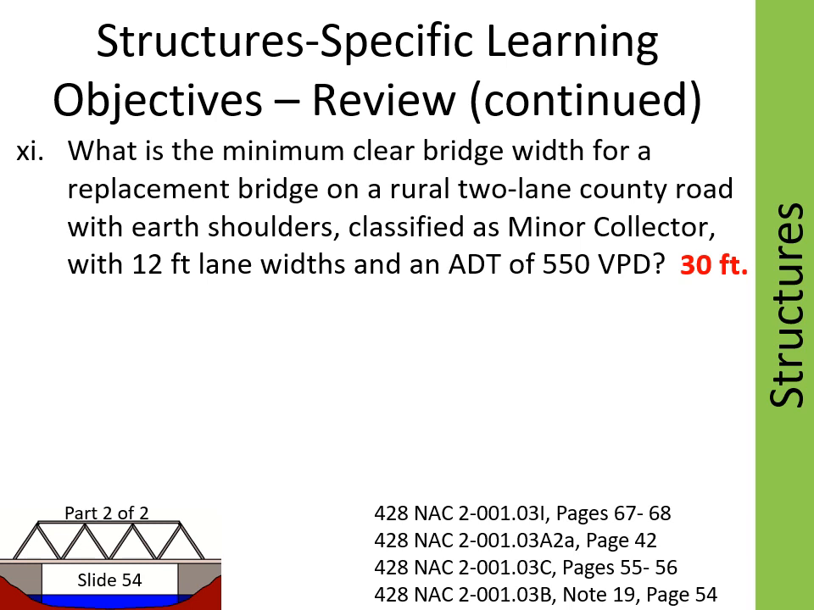The value in the table is 28 feet, which is less than the value calculated by the formula. Therefore, use 30 feet as the minimum clear bridge width. Anything less than 30 feet requires a request for a relaxation of standards from the Board of Public Roads.